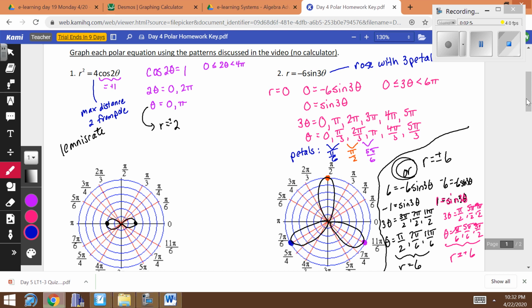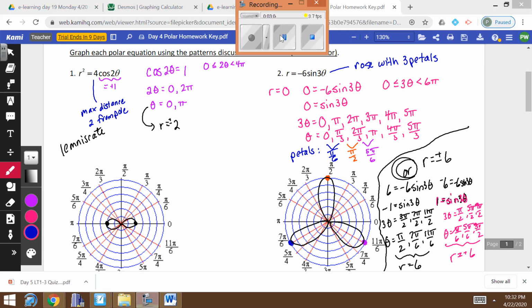All right, looking at number 2. That's why it's important to practice all of these, because this is not one of our new graphs. This is one we learned a few days ago. This one is a rose, a rose with 3 petals. When that number in here is odd, that's the number of petals we're going to have, because it actually ends up just repeating itself over.